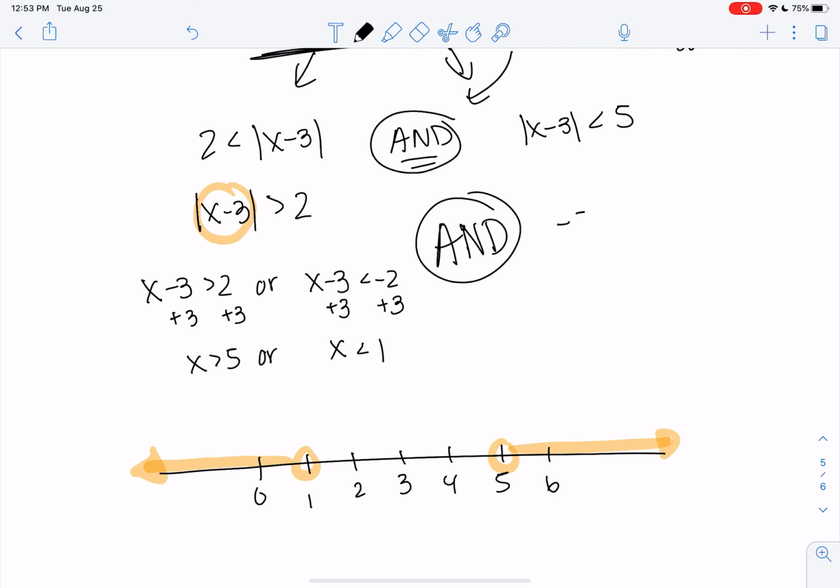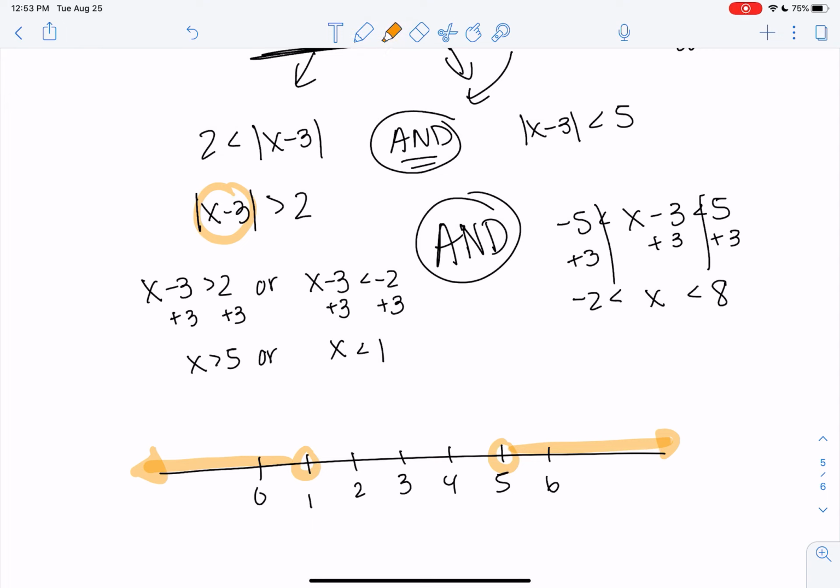We have a less than, so now we can say it's in between. Absolute value less than 5 means the distance is in between -5 and 5. So we can add 3, add 3, add 3. What do we get? We get -2 is less than x, which is less than 8. So let's graph this one in, I don't know, purple. So -2. And these are all open circles because the endpoints aren't included. And we're going to go to 8.